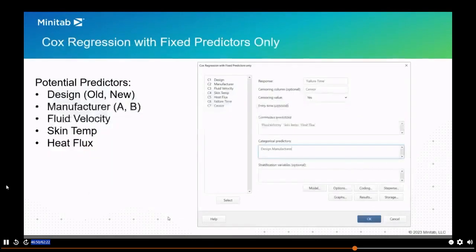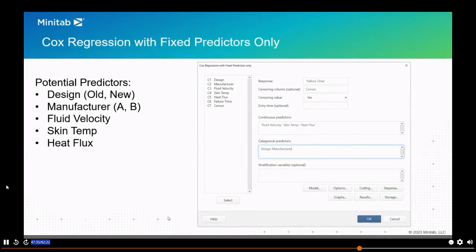Those predictors are going to be the design, who manufactured the HVAC system. Was it this manufacturer or that manufacturer of a particular part in it, actually, who was the supplier, so to speak, of a particular part, A or B. These systems have fluid going through them, what the fluid velocity is, what the heat flux is, et cetera. So we're going to look at these potential X's. They're all what we call fixed predictors. They don't change over time. So we're looking at a specific fluid velocity, a specific temperature, a specific manufacturer of one of the parts, etc.